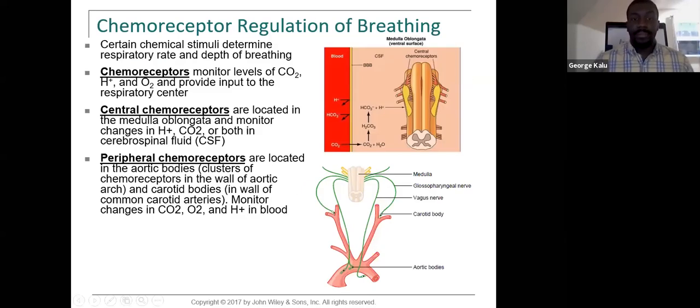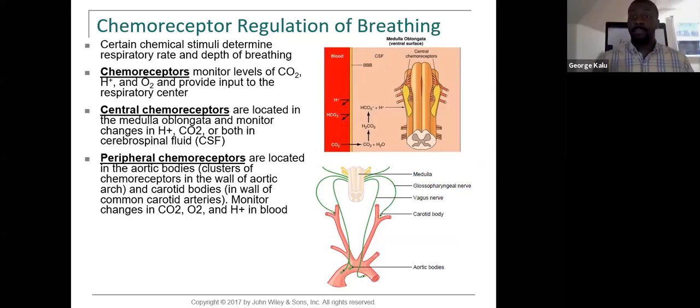Yeah. So this slide has to do with the chemoreceptors. In order to monitor your carbon dioxide and hydrogen ion levels, you have to have specific receptors that are able to pick up on them. These are going to be your chemoreceptors. Chemoreceptors are able to pick up on carbon dioxide levels, hydrogen ion levels, and oxygen levels, and then they're going to provide that information to the respiratory center. From there, the respiratory center will take that information and decide how it needs to breathe.